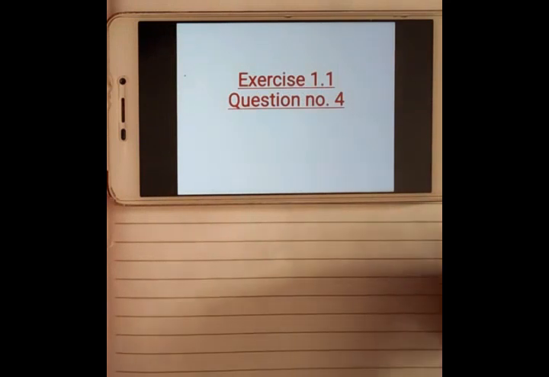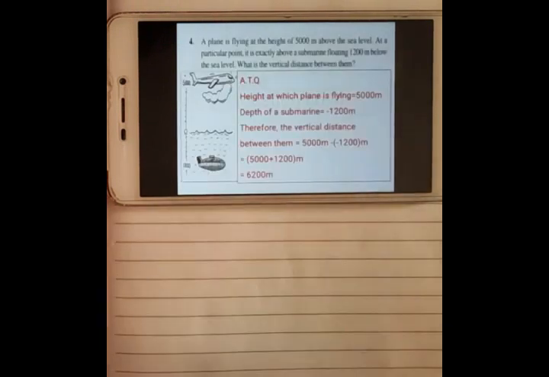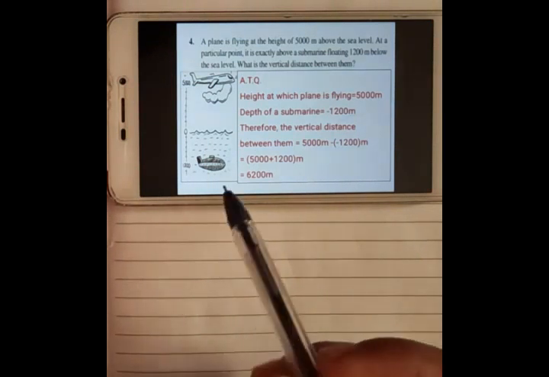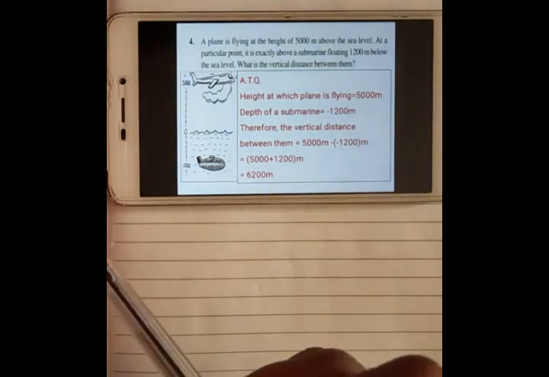So exercise 1.1 question number 4 was your homework. I have solved here. Okay. A plane is flying at a height of 5,000 meters above the sea level at a particular point. It is exactly above a submarine floating 1,200 meters below the sea level. What is the vertical distance between them? So in this question, what they have asked is to find the vertical distance between them.